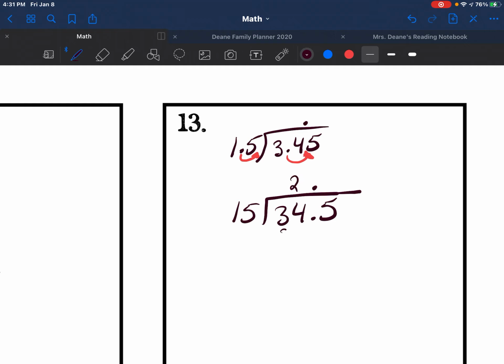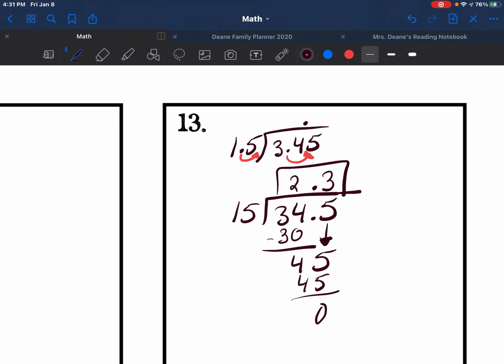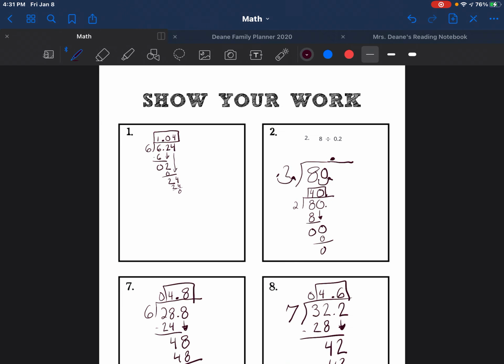So 15 goes into 34 twice. That's 30. 4 is left over. Bring down my 5. 15 times 3 is 45. So your answer for this one is 2.3.